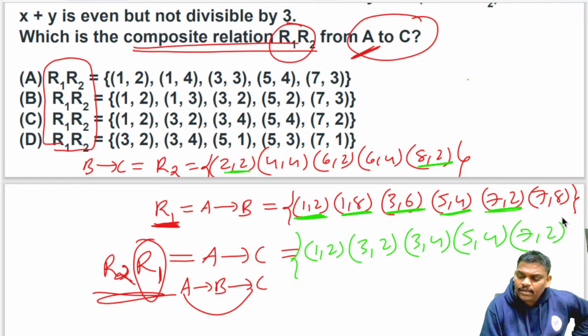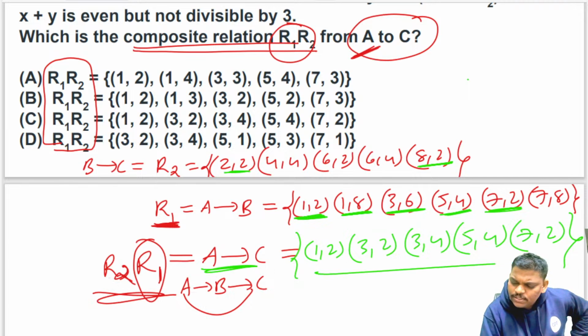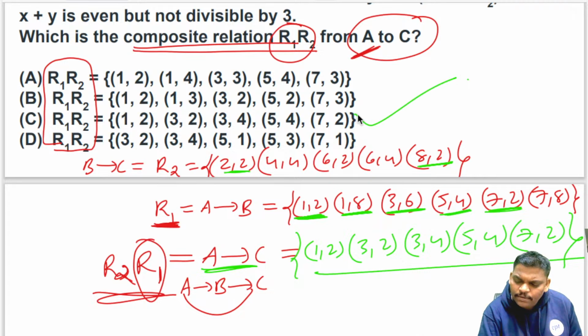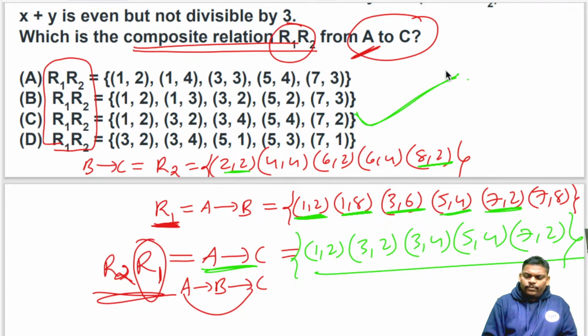Starting with 8, anyone? Yes. 7, 8, 8, 2. The 8, 8 cancel. So 7, 2 is already there. I think A to C is this: 1, 2, 2, 3, 2, 4, 5, 4, 7, 2. I think the answer is C. Am I right? Check.